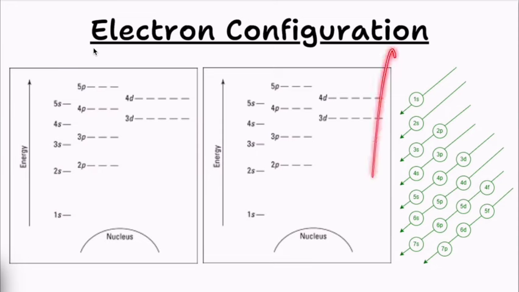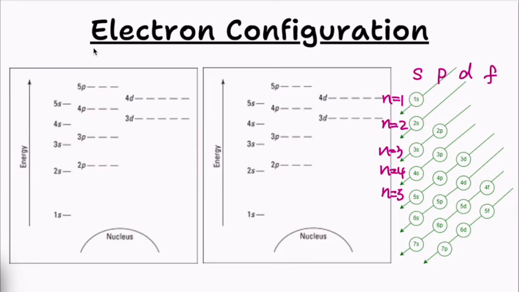Then you're going to use this diagonal diagram. For this diagonal diagram, you are going to list the energy subshells. You're going to put the energy levels on the column: n equals 1, n equals 2, n equals 3, n equals 4, and it goes on. On the row, you are going to put the sublevels of S, P, D, F. And then you're going to use the diagonal to go from the top right corner to the bottom left corner, and you're going to follow the order of this diagonal.